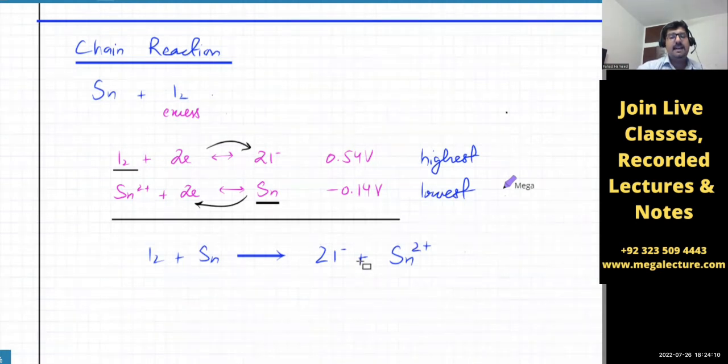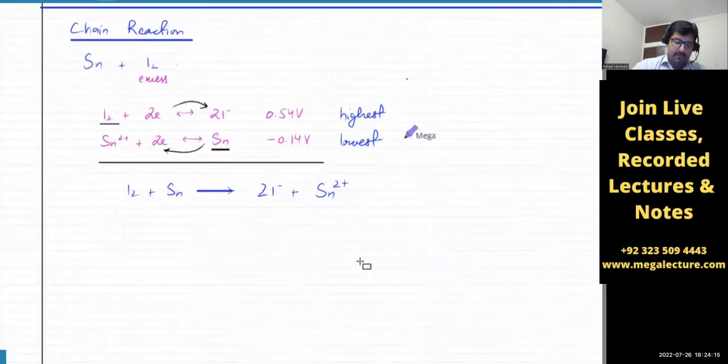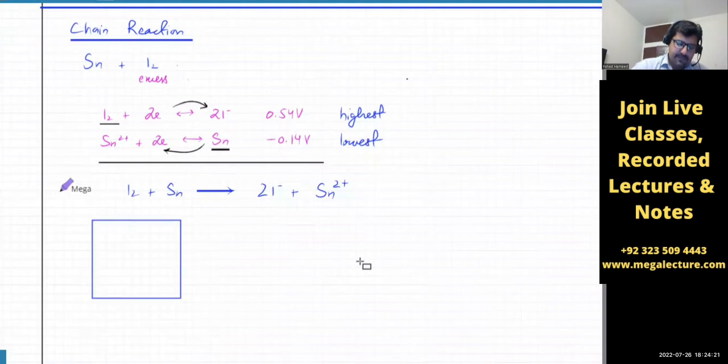Okay, now the thing is that the reaction is not going to stop over here. After this first reaction, let's review the contents of the beaker. What does your beaker have? The first reaction has happened. So the beaker now has I minus 1 and it's got tin 2 plus, right? Plus the beaker has excess iodine. So these are the contents of the beaker after the first reaction.